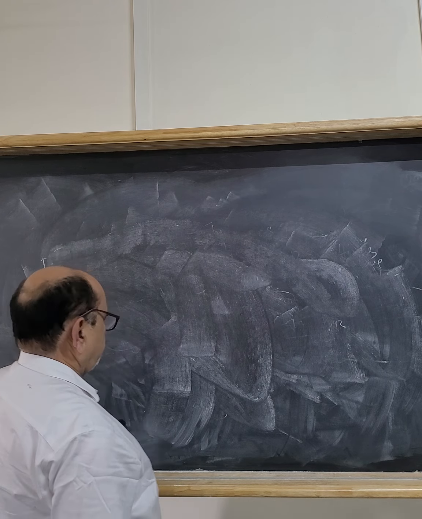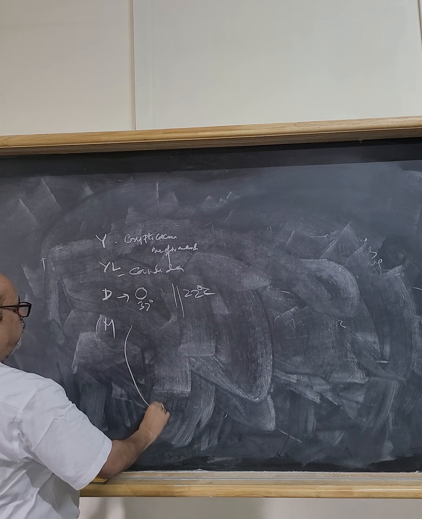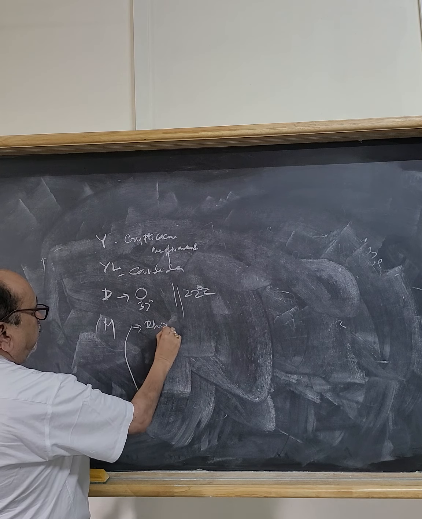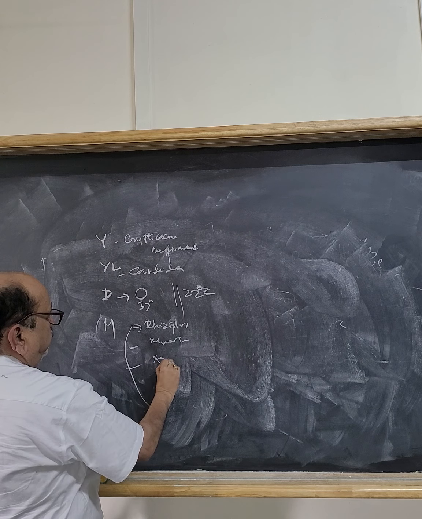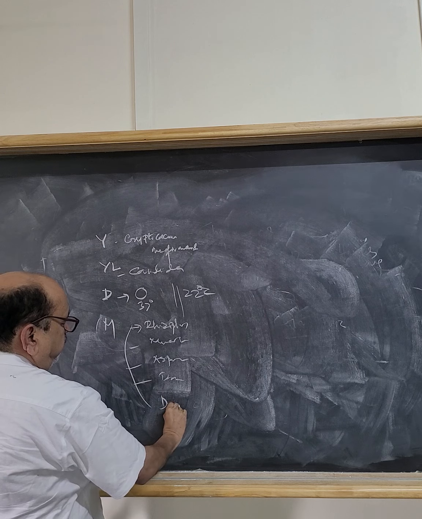Yeast-like is Candida. Dimorphic fungi are yeast at 37 degrees and filamentous at 22 degrees; they show dimorphism. Molds are five: Rhizopus, Mucor, Aspergillus, Penicillium, and dermatophytes.